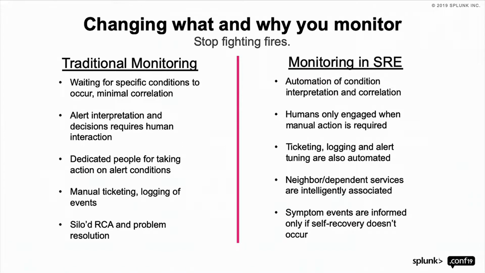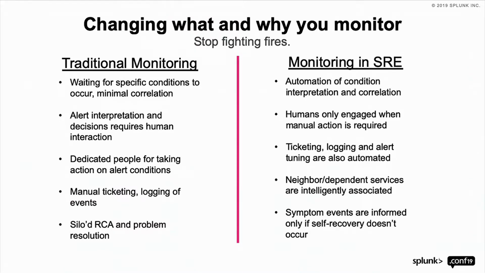You usually have dedicated people for taking action on conditions. Again, traditional NOCs, traditional technical operations, traditional IT operations teams. Manual ticketing and logging of events, so all of the administrative tasks are done manually by a human being. And then siloed root cause analysis and problem resolution, which means once that traditional operations team triages the issue, they may throw the ticket over to a dev team and it goes into a black hole. There's no communication on that.